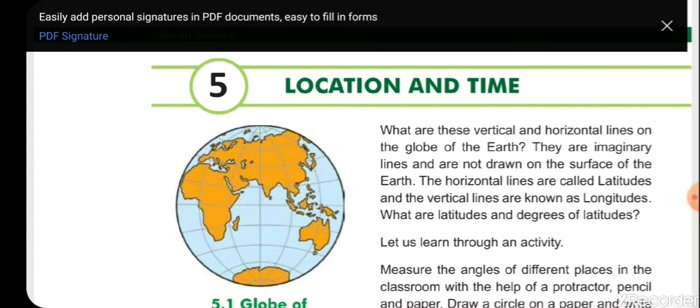Vertical lines means standing lines and horizontal lines means sleeping lines. So we can see the standing lines as well as the sleeping lines. So horizontal lines are called latitudes and vertical lines are called longitudes.